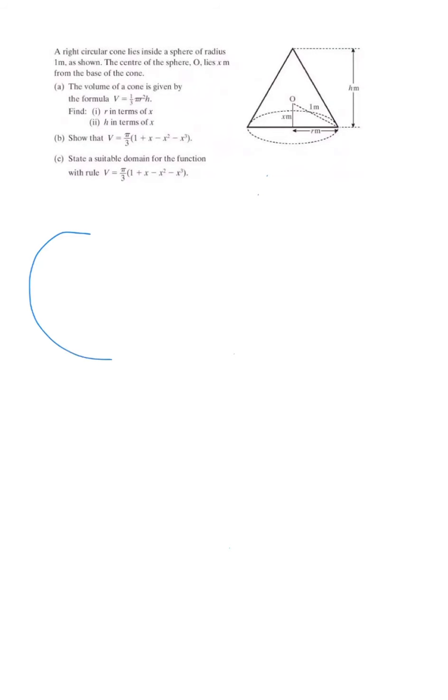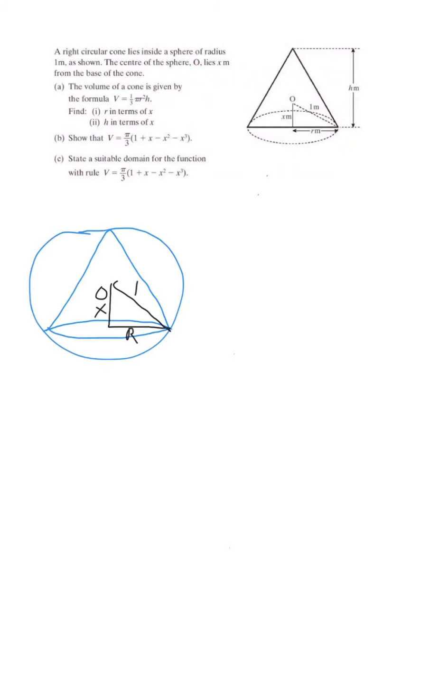Okay, so if you imagine here, we have a sphere, and then the base of it is what's given in this question. And there is our cone. So then we have our center O, and then we have this right angle triangle in the middle of it, with x, 1, and then our radius R. Then we have h, which is the height of our cone.